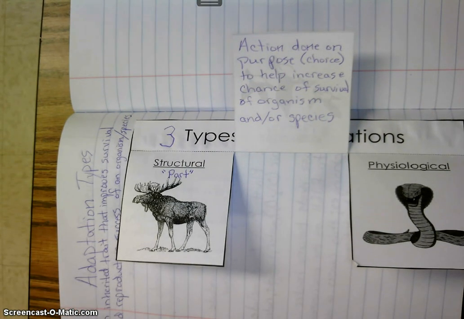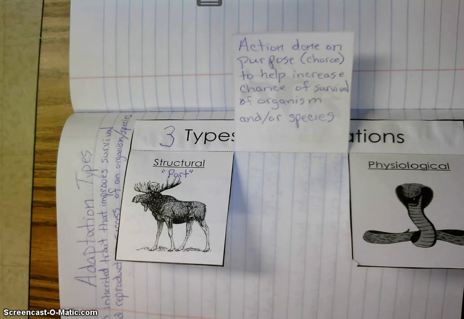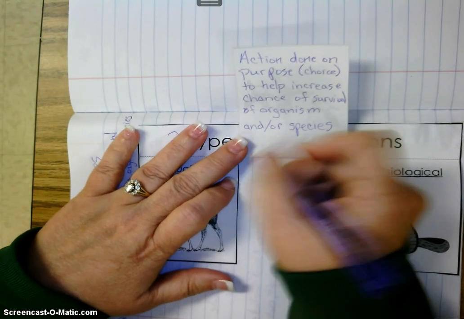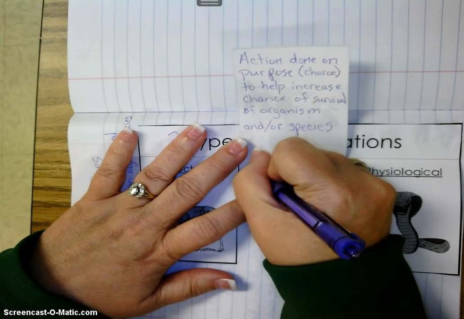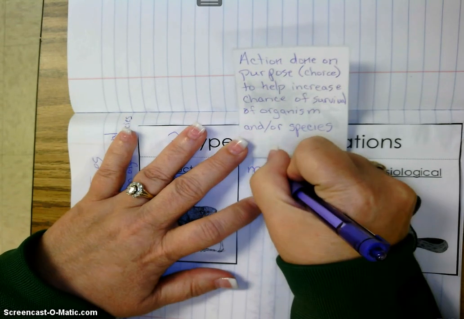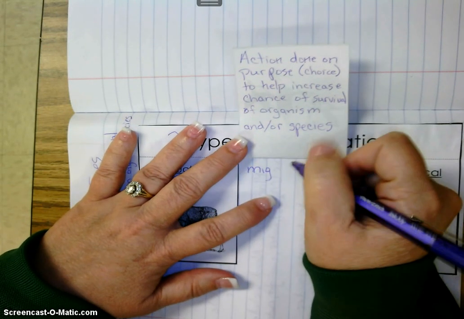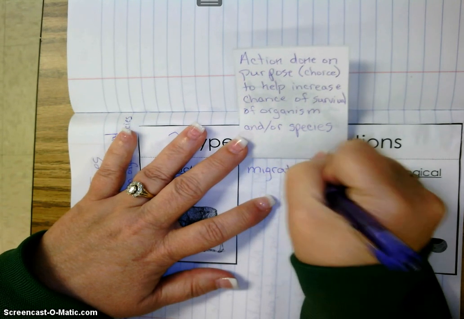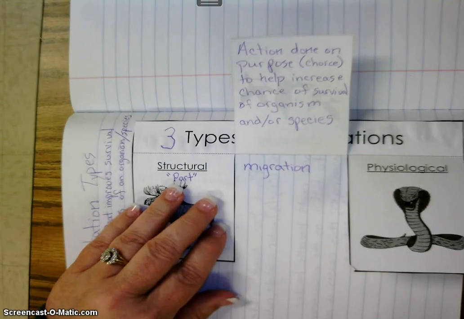Some examples are like the whales that go to warm waters to have their babies. Whales have blubber that insulate them from the cold, but their babies do not. And so by going to the warm water to have their babies, they are increasing the chances that that species is going to survive. So we call that instinct to move. The direction that they go is instinctive, but whether to go or not is a choice. It's a behavioral adaptation. So migration in the winter or whatnot.